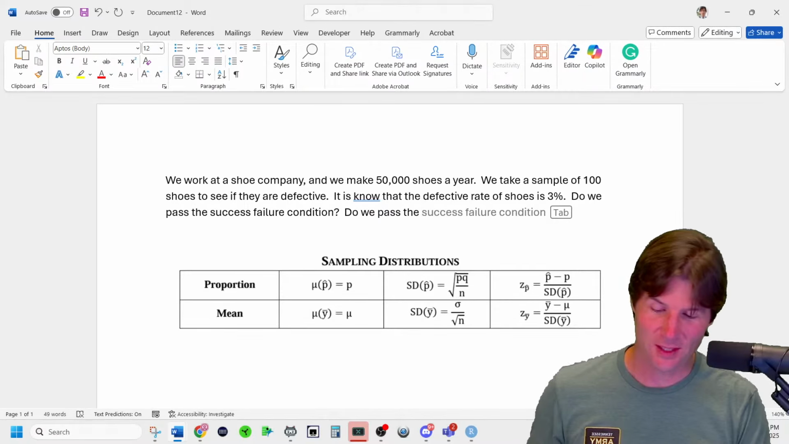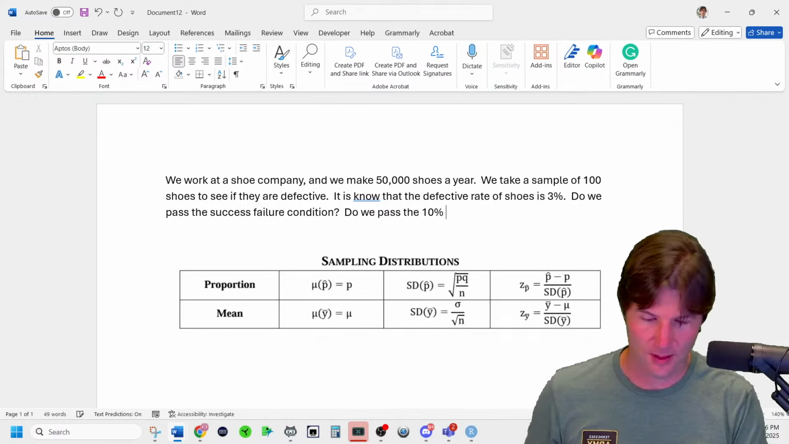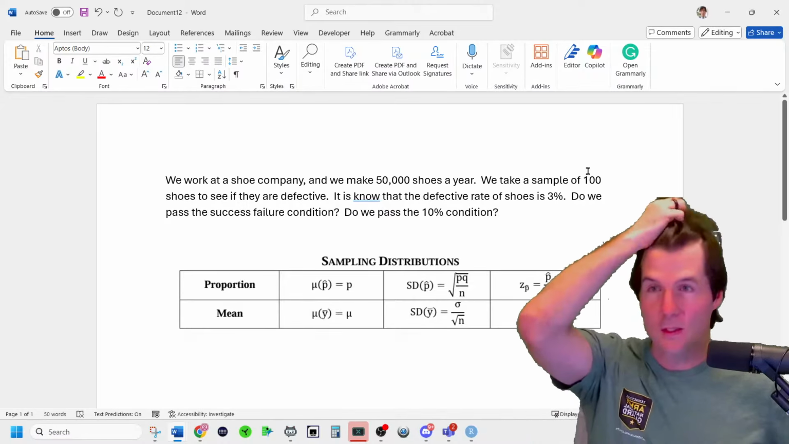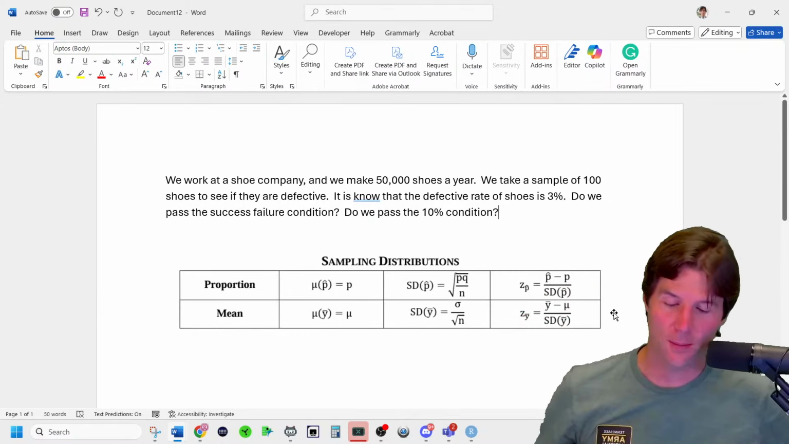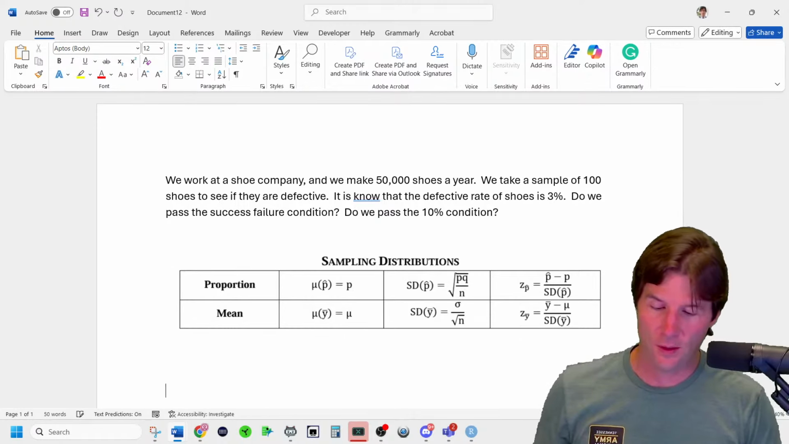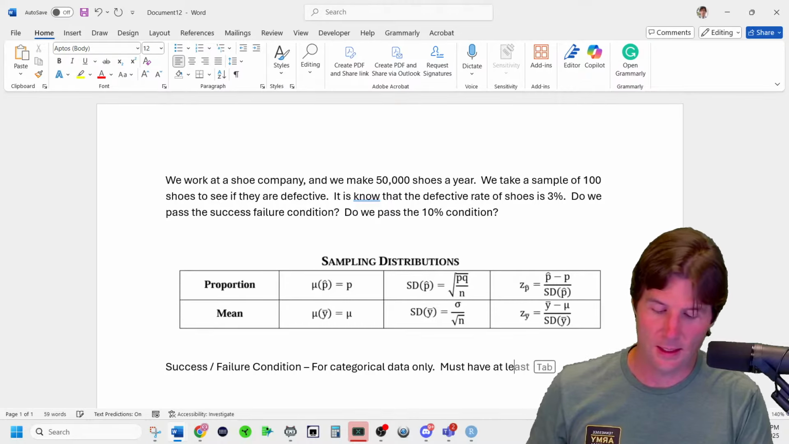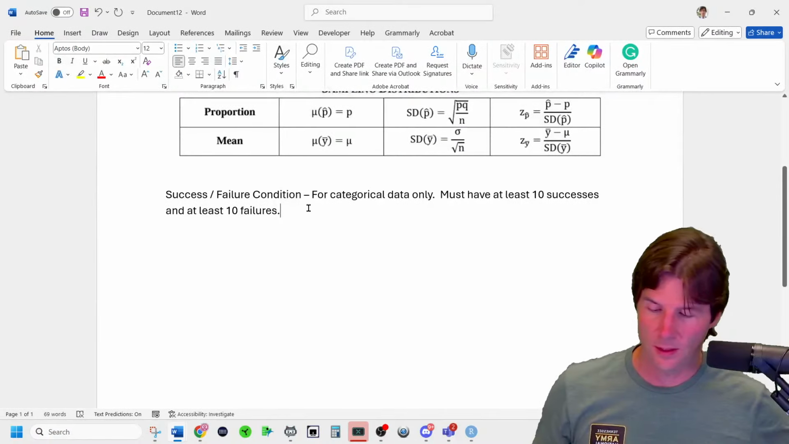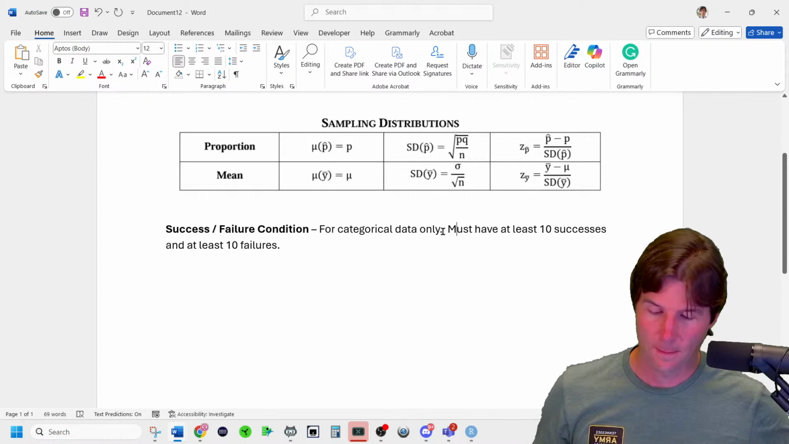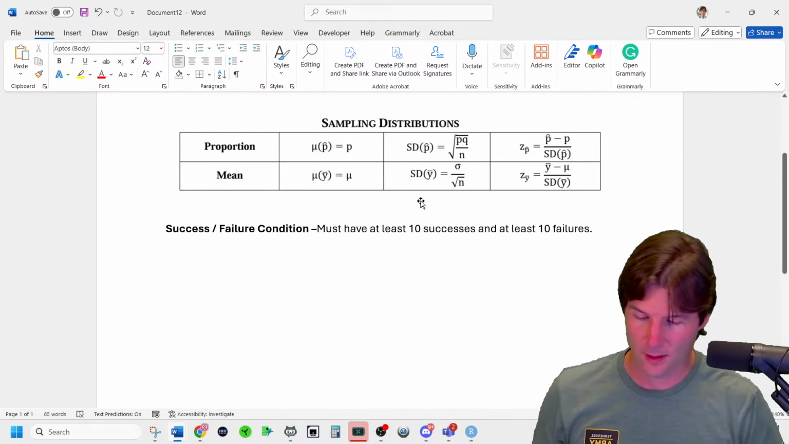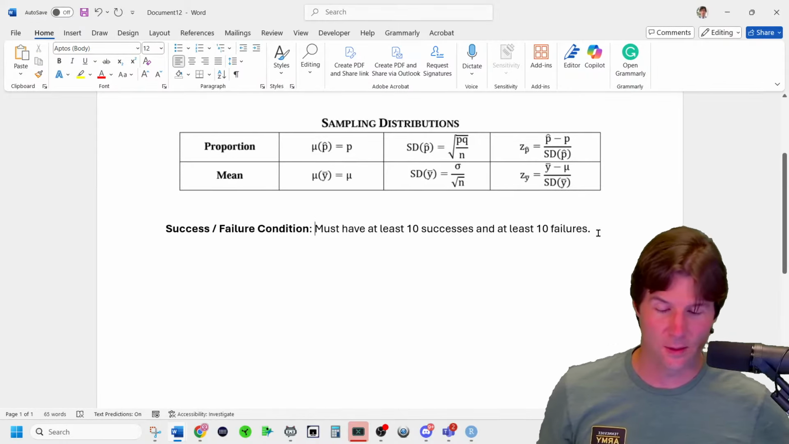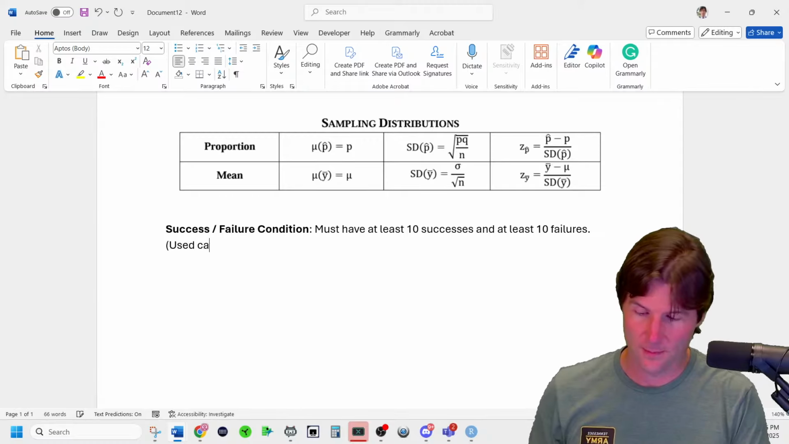Do we pass the success failure condition? Do we pass the 10% condition? So with these conditions right here, there are specific ways to check them. So the success failure condition for categorical data must have at least 10 successes and at least 10 failures. So that's what it is. It's for categorical data only, which is just a qualifier right here. It's not part of the condition. It's not like must be binary. That's not what it is. But used for categorical data.